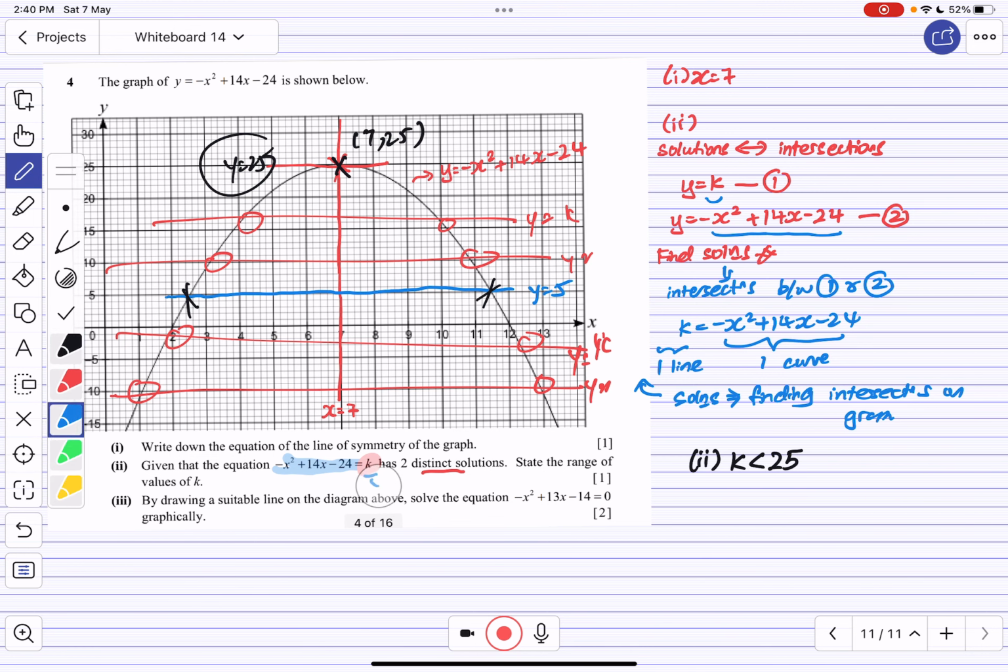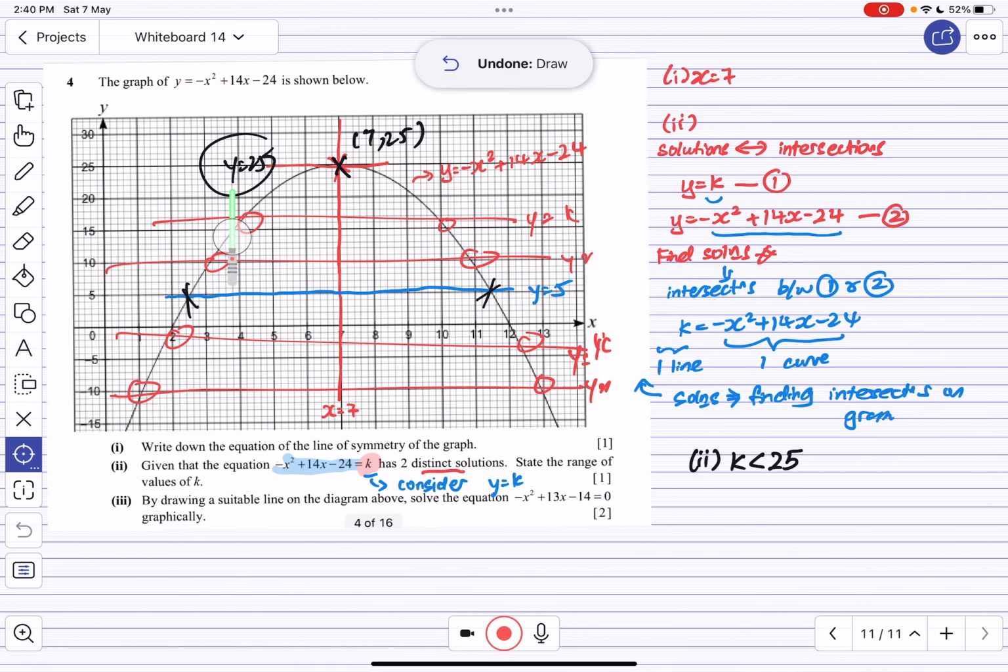for this y equals to k, remember what we are doing is we consider the line y equals to k to intersect the curve. If k is less than 25, then yes, we can intersect it 2 times. Otherwise, we can only intersect once, or perhaps even 0.